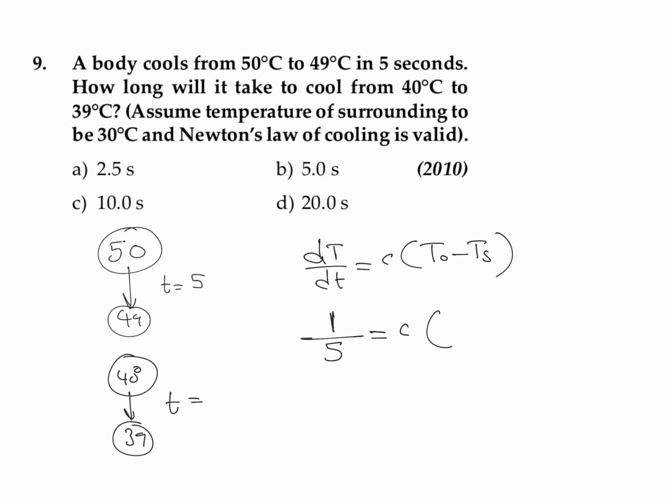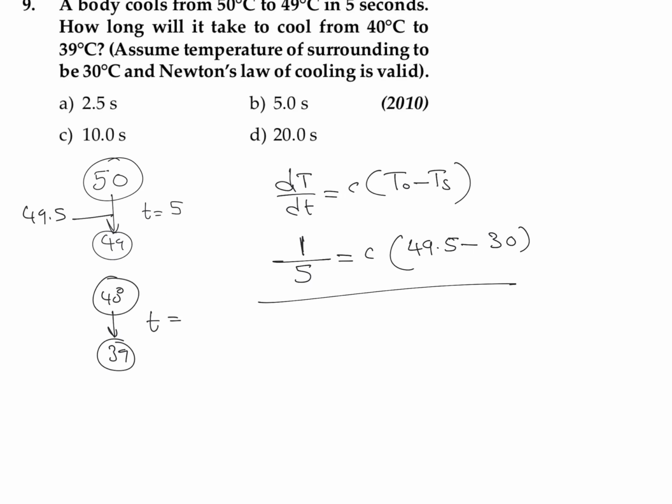Here we need to take the average value, which we can take as 49.5. So this is in between 49 and 50. So we can write this average value 49.5 minus the temperature of the surroundings, which is given as 30, divided by... In the second situation, the temperature is changing from 40 to 39, so you can write it as 1 divided by the time taken for that, which is t.